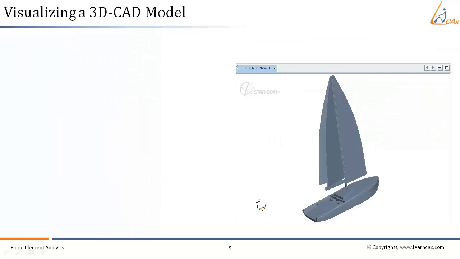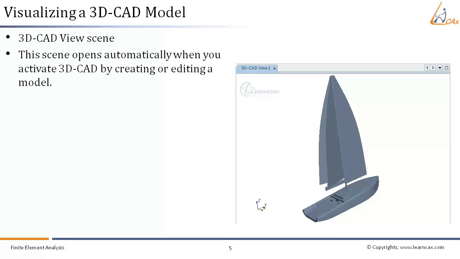When we open 3D CAD and create any entity in it, we should be able to see what the creation is. This can be seen in the 3D CAD view scene. When we open 3D CAD for any operation, the scene opens up automatically. A sample scene image is shown here.